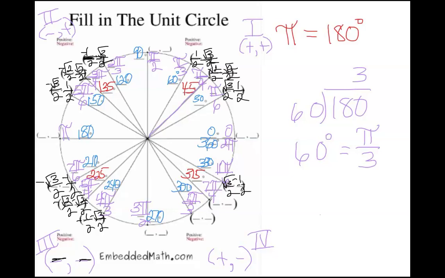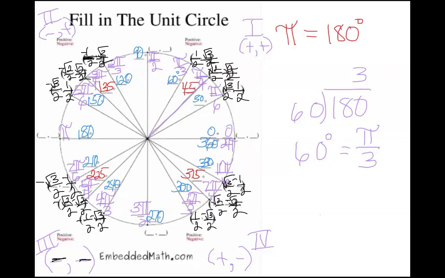And then here I get positive square root of 2 over 2 and negative square root of 2 over 2, because that reference angle is 45. The reference angle for 300 is 60. So I get positive 1/2 and negative square root of 3 over 2.